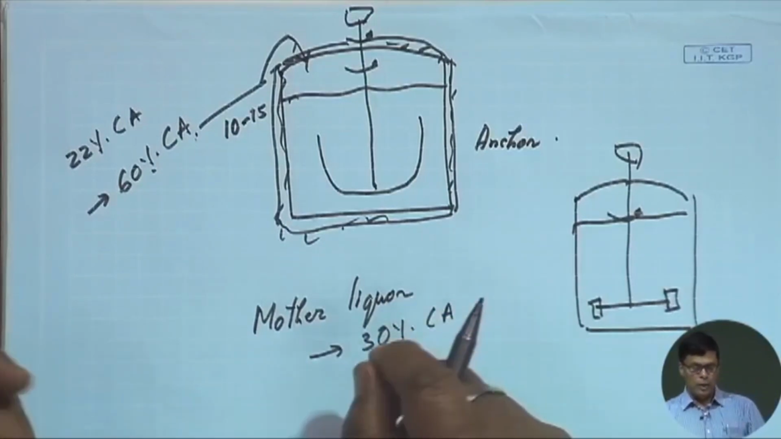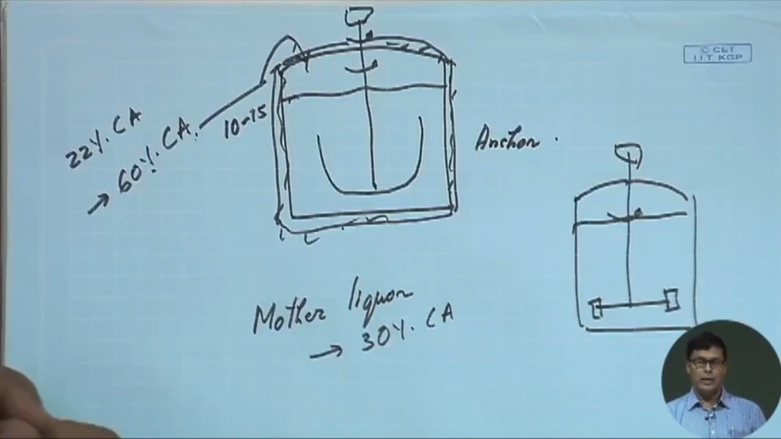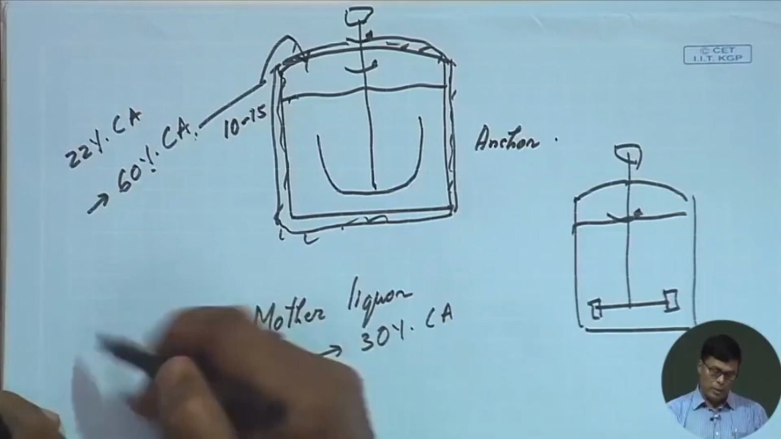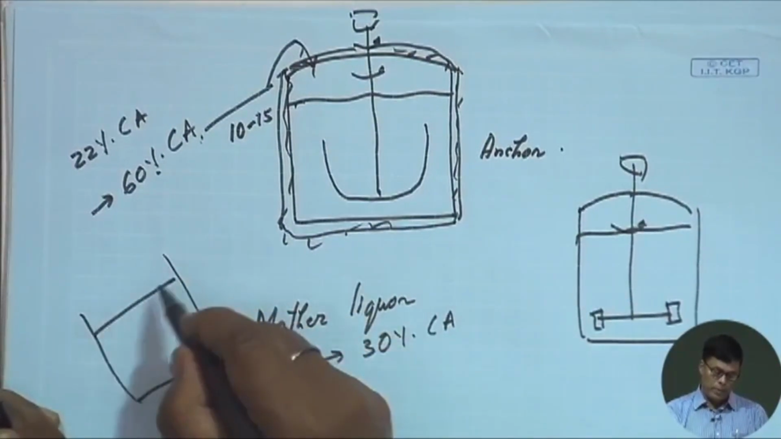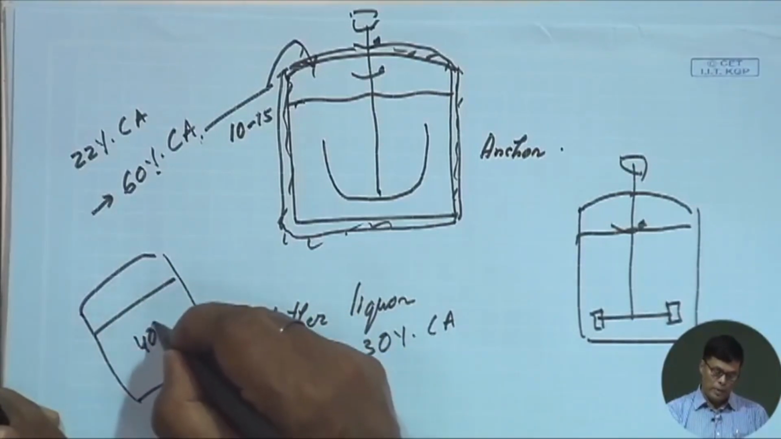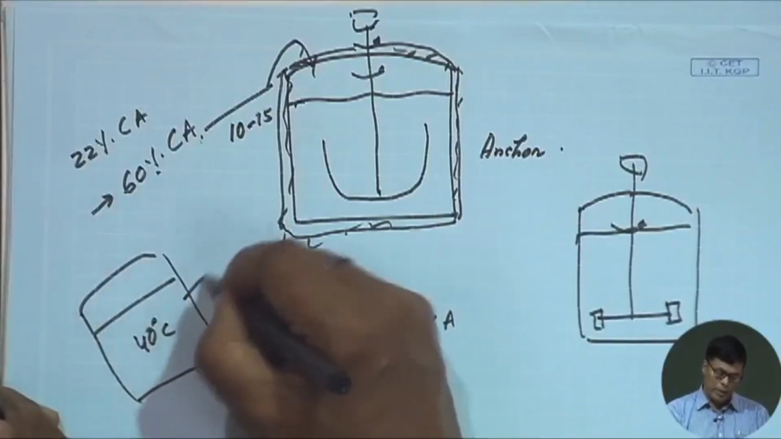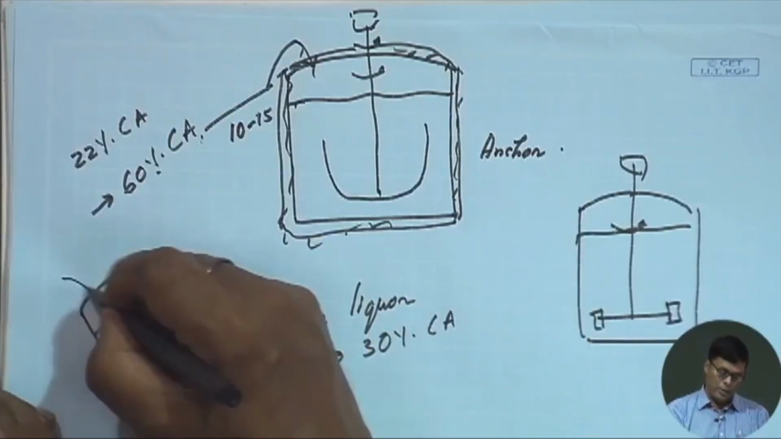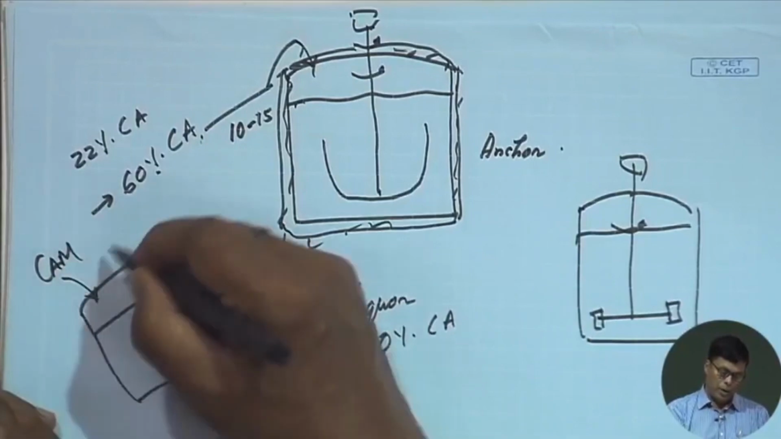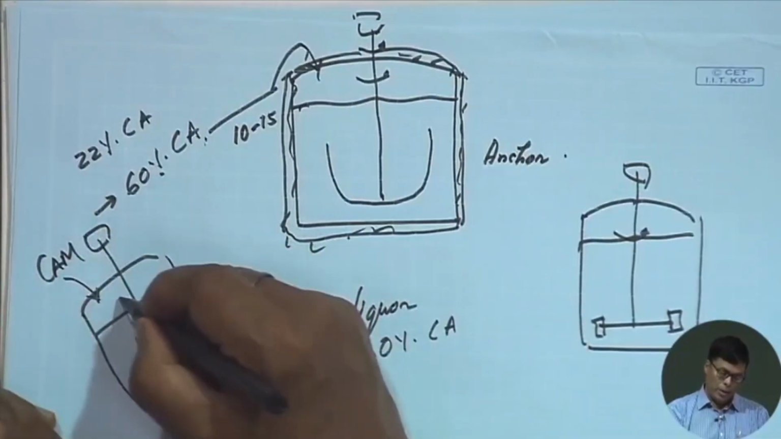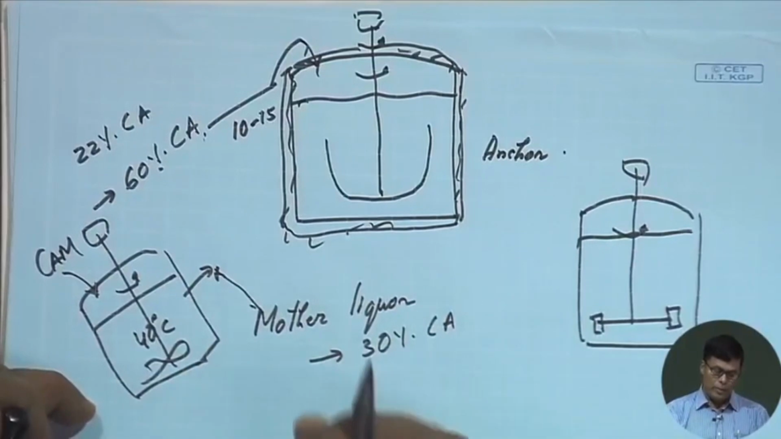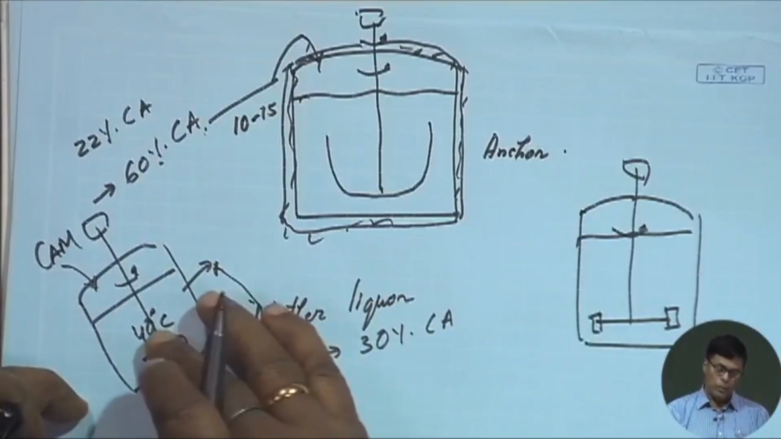So this can be used for the production of citric acid anhydrous. I told you the transition temperature of citric acid is about 36.6 degrees centigrade. Now what do we do? We take this in a vessel and increase the temperature to about 40 degrees centigrade, and we put in the mother liquor, which contains about 30% citric acid. Then we put in an agitator, and when we do, the water present in the citric acid crystals will go into the solution.